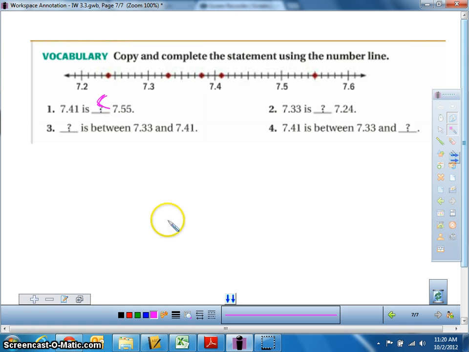symbol in there. You go ahead and try the next 3 on your own, and I'll see you in class tomorrow.